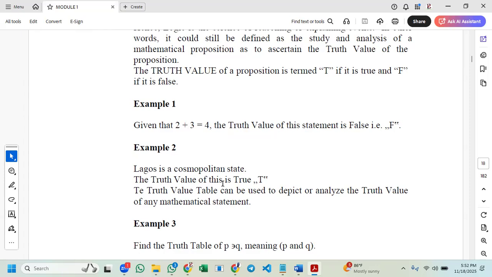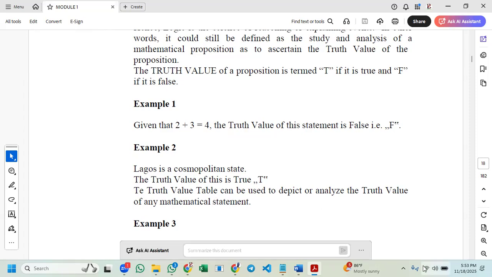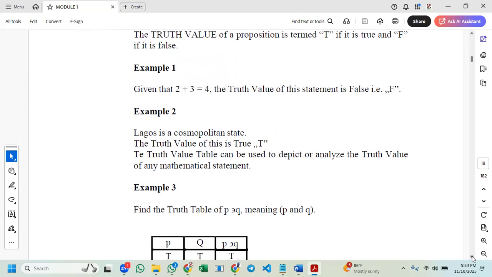Now, the truth value of this is true. Of course, you know that Lagos is a cosmopolitan state. That is true. Now, the truth value table. We have a table that we use for truth value. It can be used to depict or analyze the truth value of any mathematical statement. We call it the truth table. We will get there.